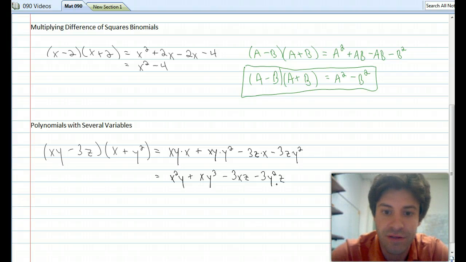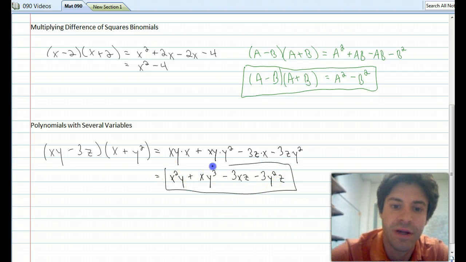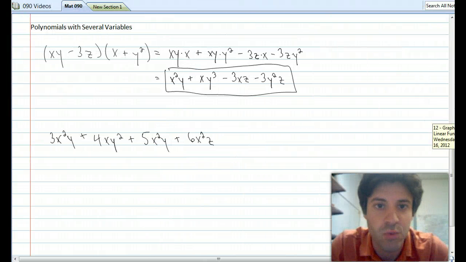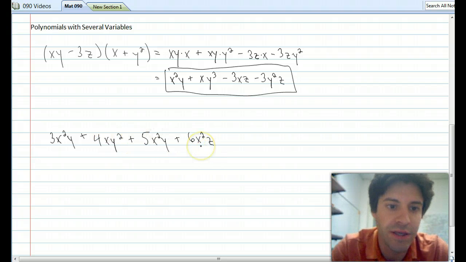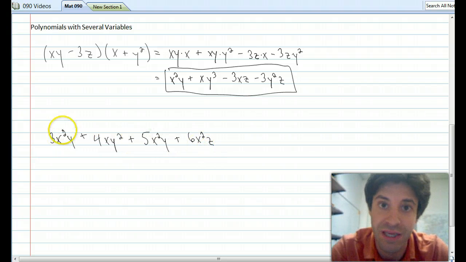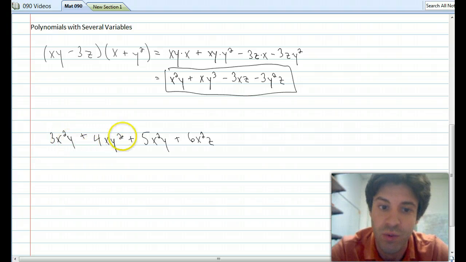One question you want to ask yourself is, do you have any like terms? And in order to have like terms, we have to have all the same variables with the same powers. In this case, we don't have any of the same variables with the same powers in combination in any of these 4 terms. So we can't combine any of these 4 terms, and that's our final answer. Hopefully you're asking, when can we combine like terms when we have a polynomial with several variables? The answer is you have to have all the same variables with all the same exponents. So here we have 2 terms that have the same variables, x and y. However, we have an x squared y here, and we have an xy squared in the second term. So we can't combine those 2.